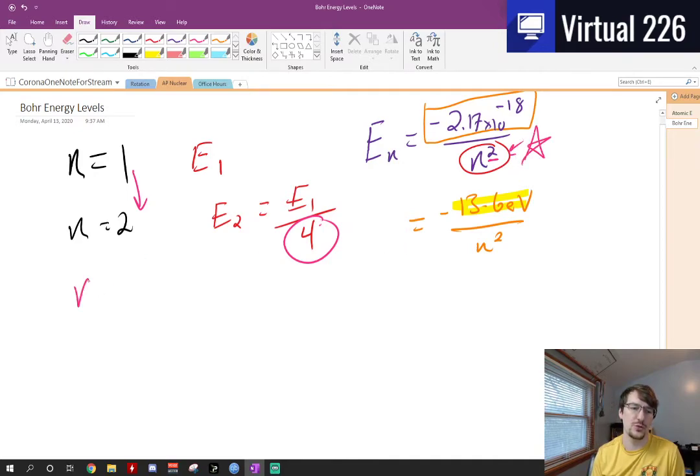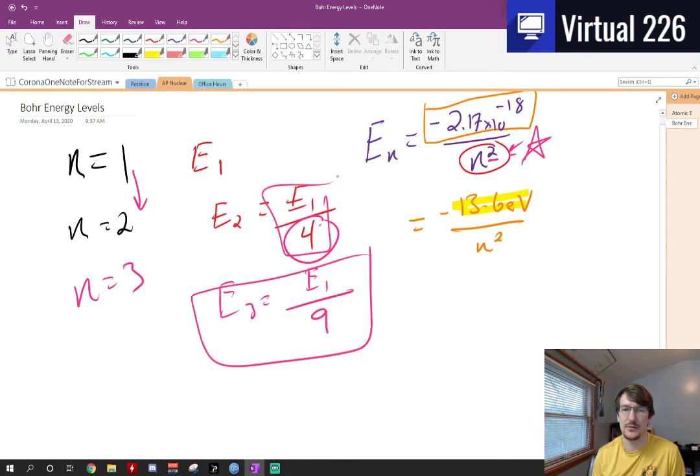If we went to n equals 3, then E3 would equal whatever E1 was over 9, because 3 squared is 9 and 2 squared is 4. So that's a quick little rundown of how we look at that. Hopefully it wasn't bad there. We'll be looking at this 13.6 eV over n squared a whole lot more as we go through things.